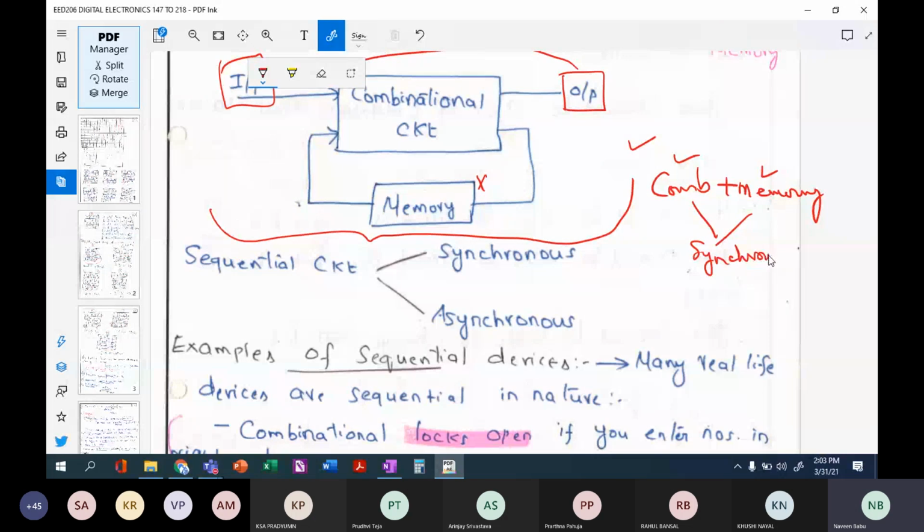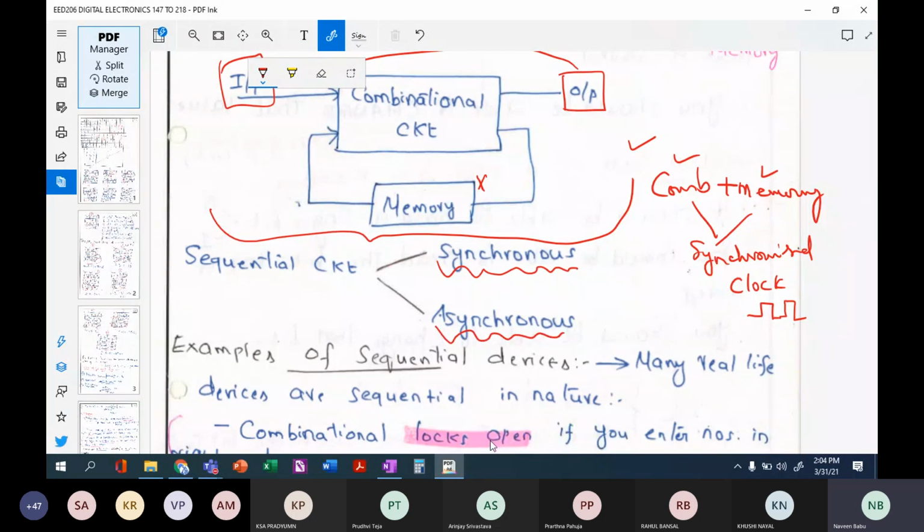If there is one clock cycle, then everything will operate. In the next clock cycle, everything will operate again. So every sequence inside this circuit will be synchronized using a clock. Those kinds of sequential circuits are called synchronous circuits. If there is no clock in your sequential circuit, then they are asynchronous circuits.